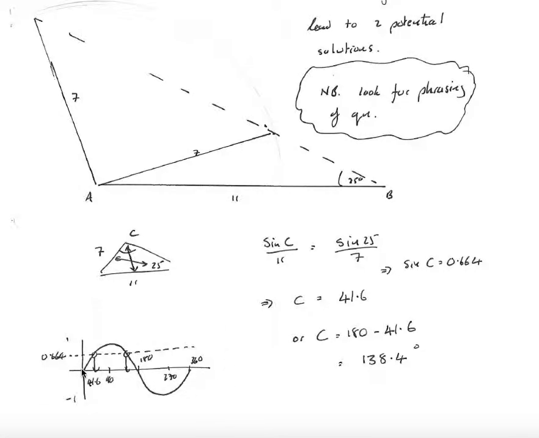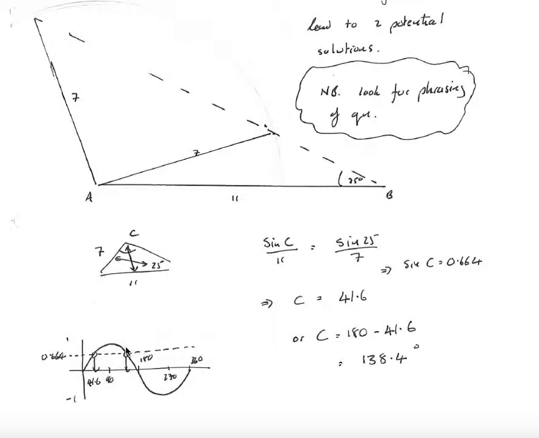But if you go back to your GCSE material about finding all solutions between 0 and 360, we know that the graph of sin x looks like this, going up to +1 and down to -1. So there are two solutions to sin x equals 0.664. If I draw my line across at 0.664, the calculator has given me this first solution at 41.6, which, as I said, represents this triangle.